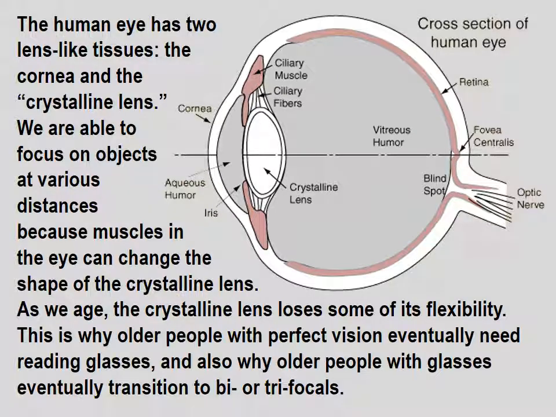The human eye has two lens-like tissues, the cornea and the crystalline lens. We are able to focus on objects at various distances because muscles in the eye can change the shape of the crystalline lens. As we age, the crystalline lens loses some of its flexibility. This is why older people with perfect vision eventually need reading glasses, and also why older people with glasses eventually transition to bi- or trifocals.